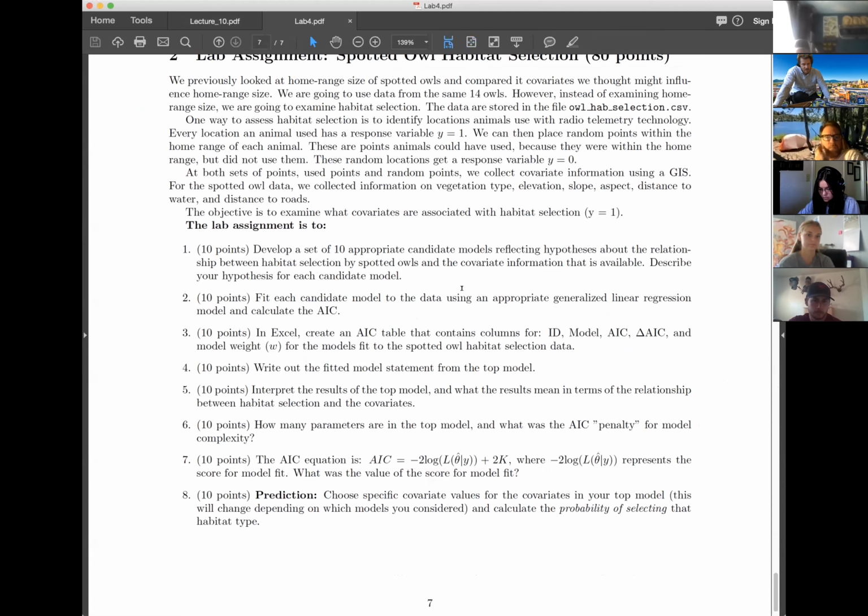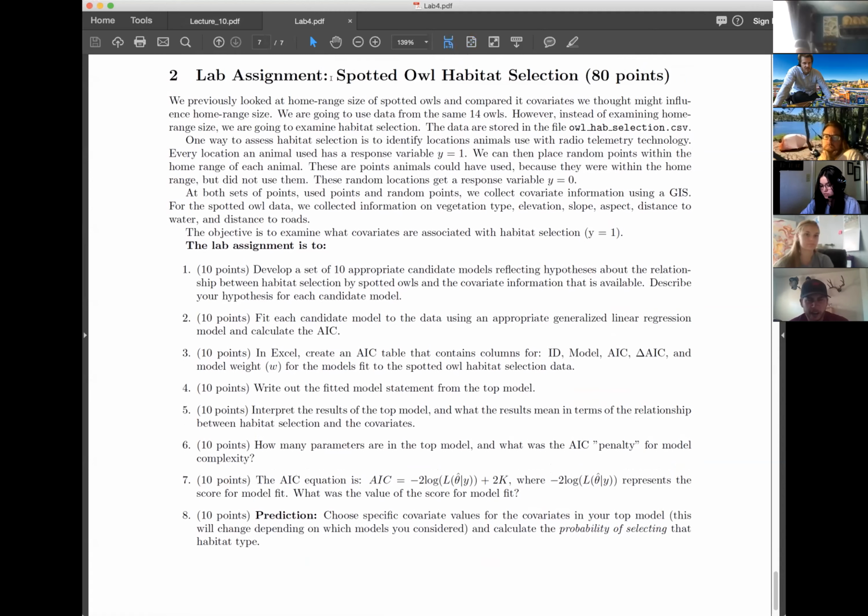Develop a set of 10 appropriate candidate models reflecting hypotheses about the relationship between habitat selection by spotted owls and the covariate information that is available. Describe your hypotheses for each candidate model. Okay, this is an important question because this is where we start to incorporate our science into this class here. So I'm going to pull up the solutions for lab 3 to show an example of how you should address this question.